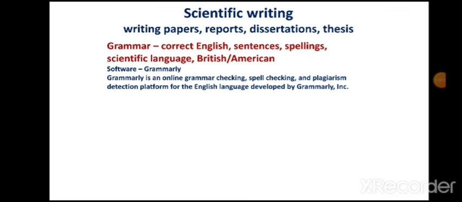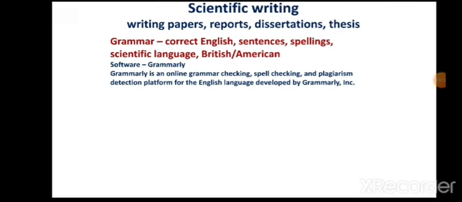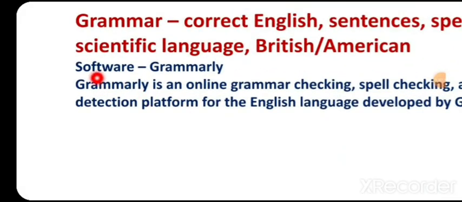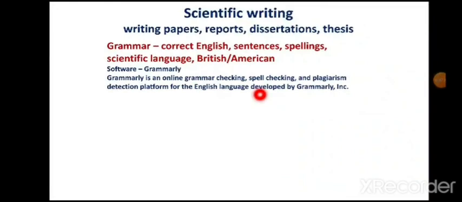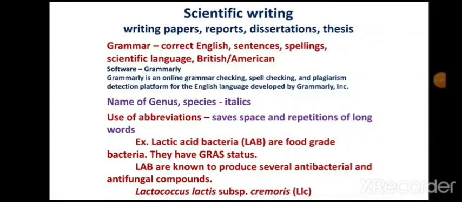In order to minimize the errors, you can make use of the software which is freely available on Google. It is called Grammarly. You can download Grammarly and you can get your text checked through Grammarly. Advanced Grammarly is paid, but the preliminary version is free of cost. Names of the genus and species should be written in italics. It is particularly important for biology students.